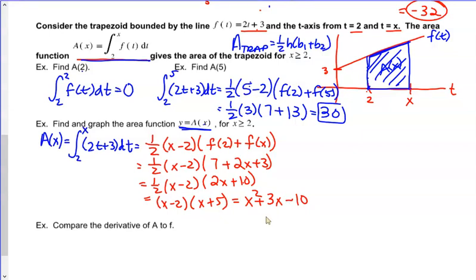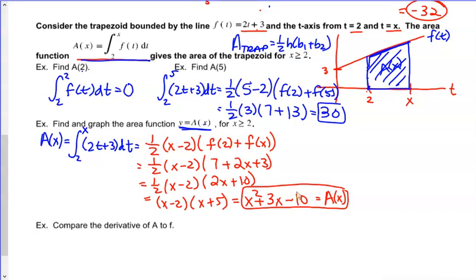So what I have created here is an area function, A of x, in terms of x, that for any x value that I choose, I don't have to go back and do this. Basically what I've proven is that I could plug in x. So if I say, what's the area from 2 to 10, I would just plug in 10 and figure out what that is. So I've made a model of the area for this situation.